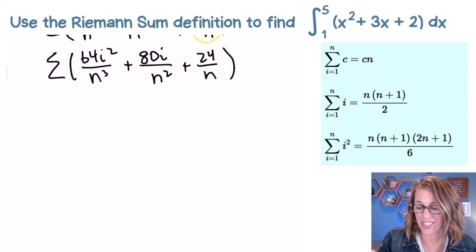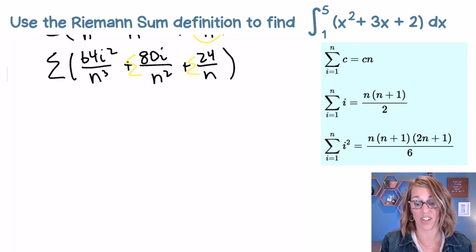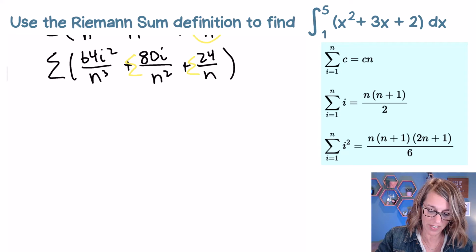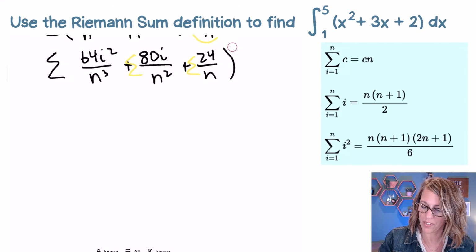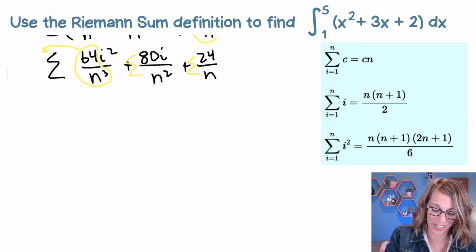Now I'm adding all of these up. So I really want to add up each term separately. So it's like I'm distributing that summation through. And as I'm distributing that summation through, I can actually get rid of my parentheses now. Do you see how I did that? I can go ahead and take anything that doesn't depend on i, and I can factor it out in front. Okay, so here's what that looks like.